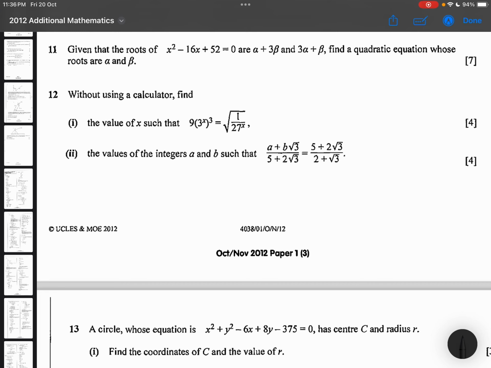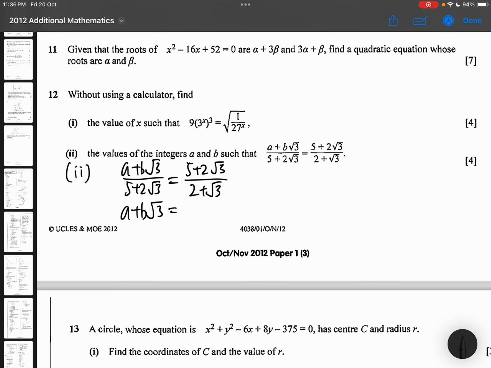Now we shall deal with part 2, where we have to find the values of two integers a and b, such that this equals this. The first approach that I'm going to do for this question is leave the a plus b square root 3 on one side alone. I'll bring the 5 plus 2 square root 3 in the denominator to the numerator on the other side. 5 plus 2 square root 3 whole squared over 2 plus square root 3.